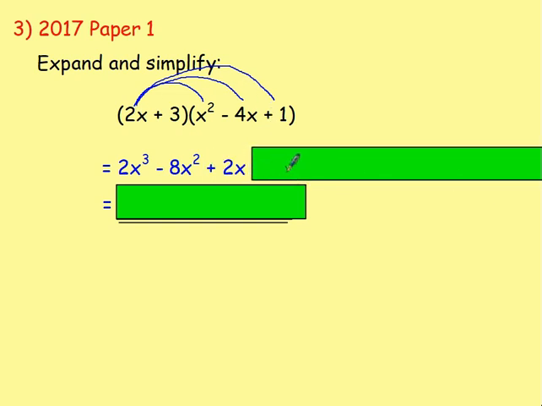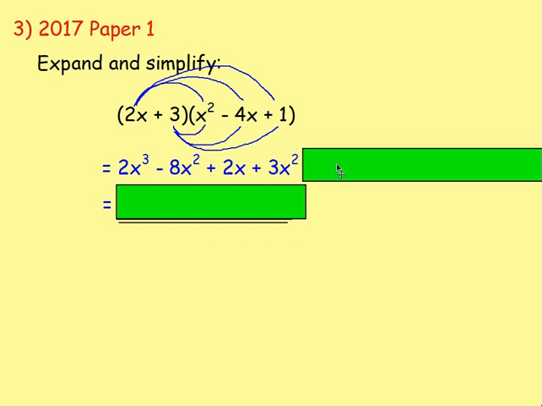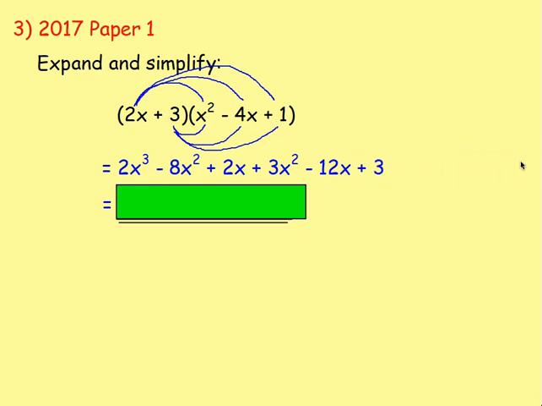Once you've done that, you take the second term in that first bracket and do the 3 times everything. So do the 3 times the x squared, do the 3 times the negative 4x, and do the 3 times the 1. So 3 times x squared is plus 3x squared. 3 times negative 4x is negative 12x. And 3 times 1 is 3.